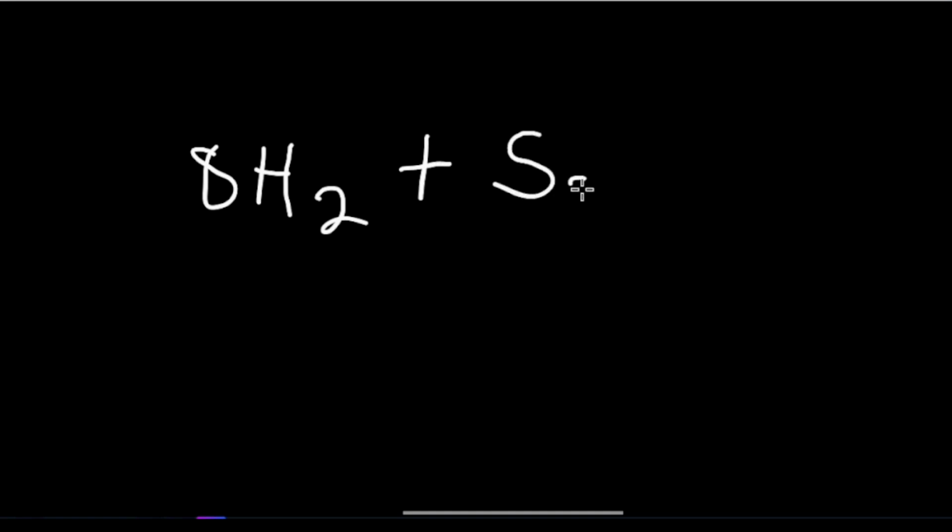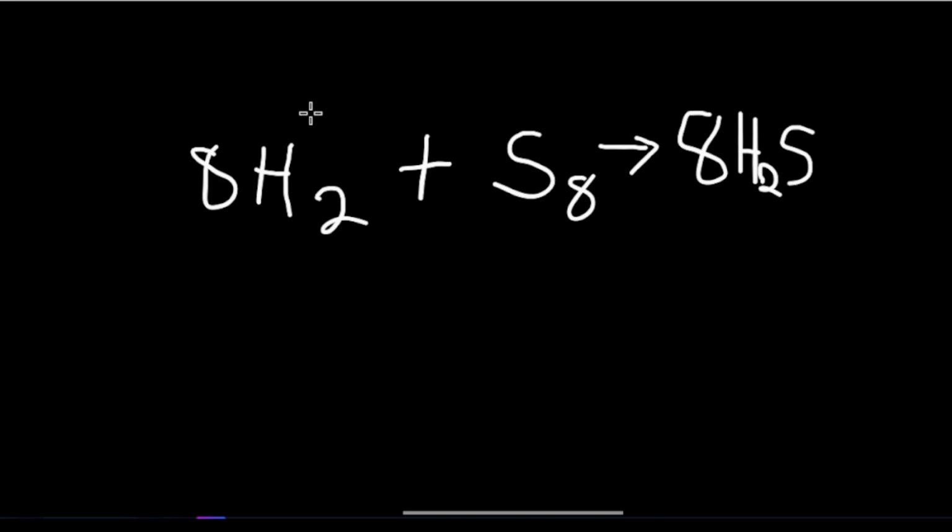Now, when a substance gains hydrogen, it can also be reduced. So let's say we have S8 plus H2, and then this goes ahead and forms H2S. The chemical equations that I have are already balanced, so do not mind the numbers. The numbers are just showing that they are balanced. This is sulfur reacting with hydrogen. So we can see that in this reaction, sulfur has gained hydrogen, hence it has been reduced.